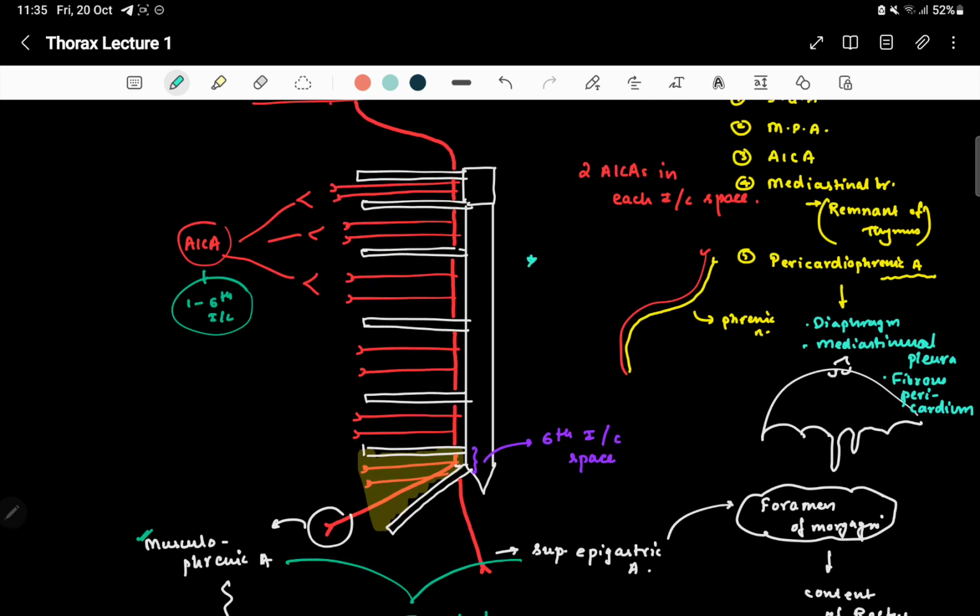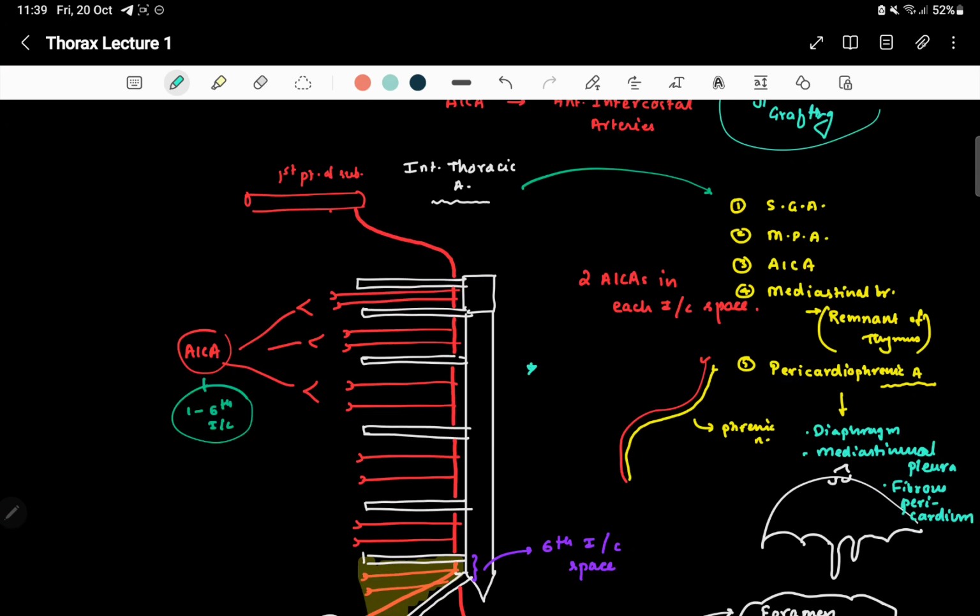In females, another artery is there. There is a perforating mammary artery. These perforating mammary branches give the supply to the 2nd to the 4th intercostal spaces.